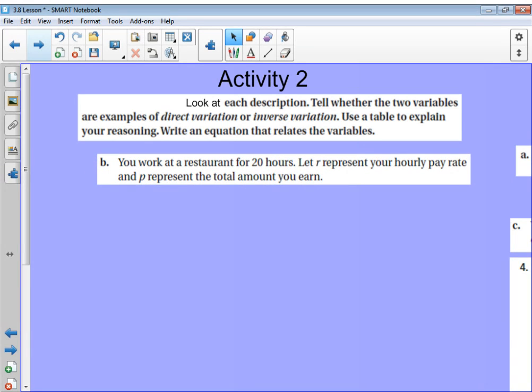So letter B, you work at a restaurant for 20 hours. Let R represent your hourly pay rate and P represent the total amount that you earn. So no matter what, you're working 20 hours. So that's going to say it's not the number of hours that you work, but it's how much you're going to get paid per hour.